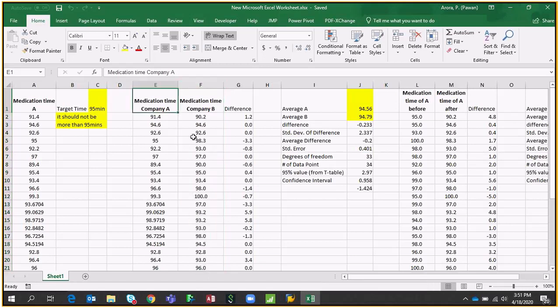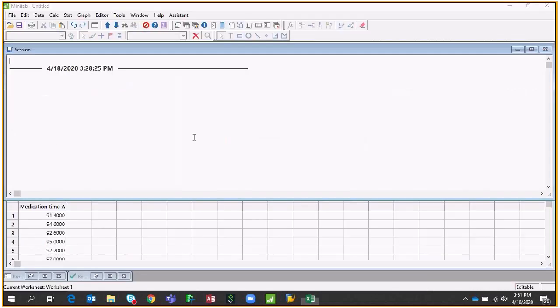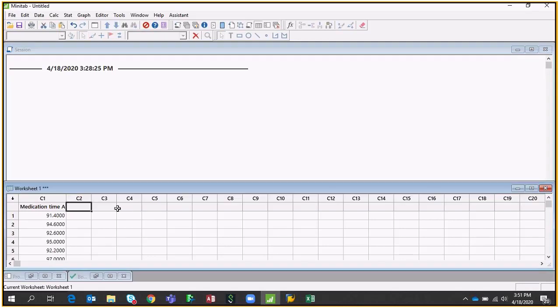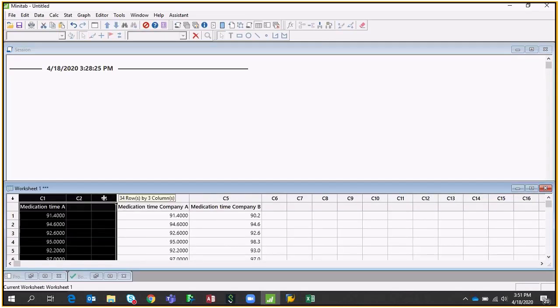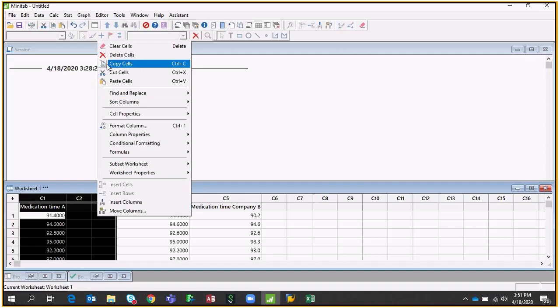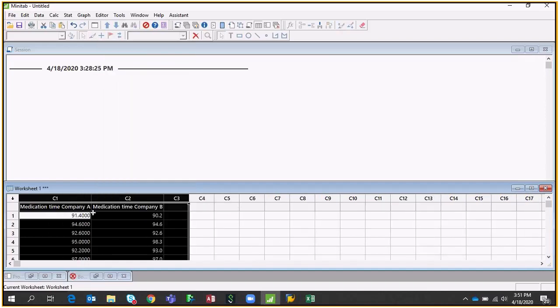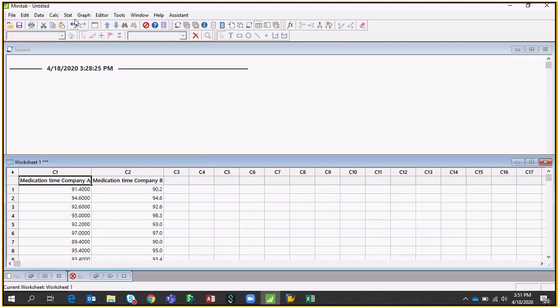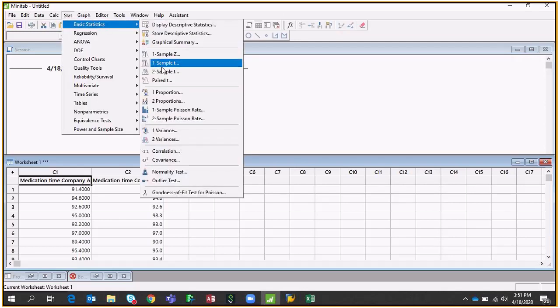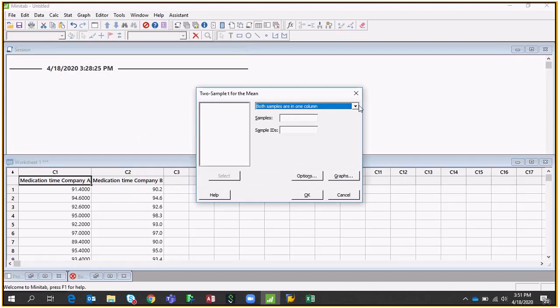So what I will do, using Minitab, I will just copy this and paste this data somewhere here, and delete all these rows or columns. Now you have two data columns, as you can see here, right? Just go to Stat, Basic Statistics. Here you have two sample t-test. When you click on two sample t-test, there are two options. First, both samples are in one column. No, in our case, each sample is in its own column, right? So we have to select the second option, then sample 1, sample 2.